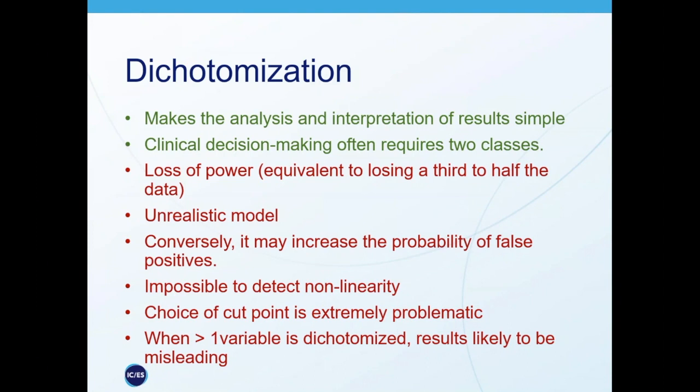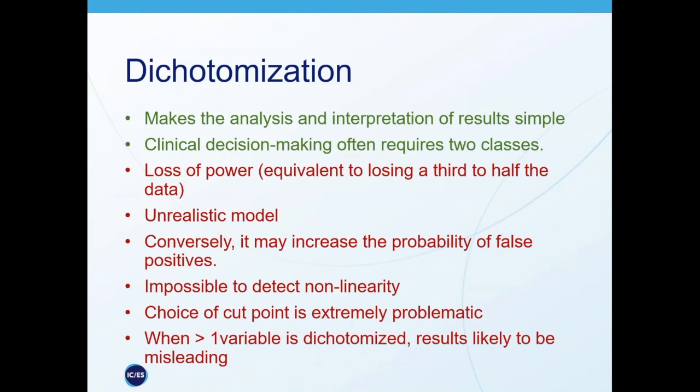Another problem with dichotomization, as I mentioned, is that the choice of cut point is problematic. The choice of cut point can impact what your final conclusion is, whether you decide that there is or is not a significant association between the predictor that you're interested in and your outcome.